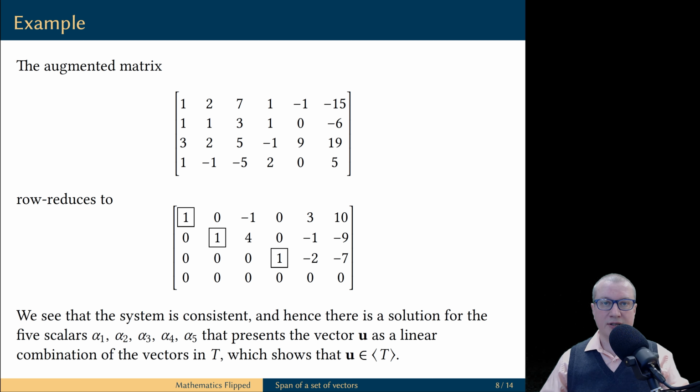Therefore, it is possible to find values of scalars alpha1 through alpha5 which ensure that the corresponding linear combination of the vectors in T is equal to the given vector u. And in turn, this means the vector u is a member of the span of T.